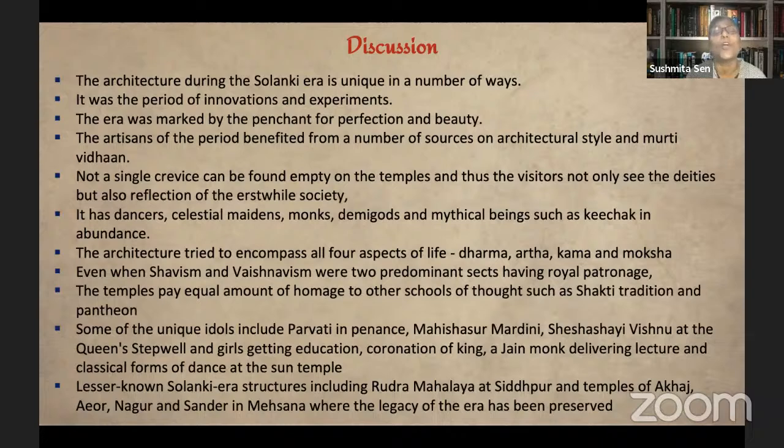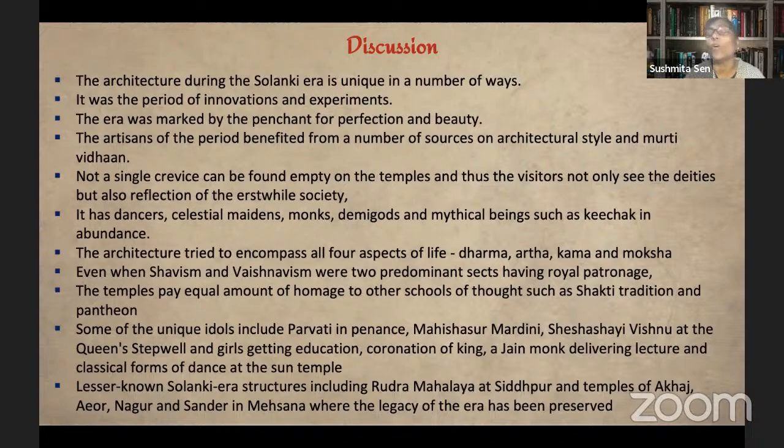So the visitors not only see the idol in the shrine, but also could see the reflection of the erstwhile society of that time. It has dancers, celestial maidens, monks, demigods, mythical beings, and kichaks, which are found in abundance, and the architecture could encompass all the four aspects of life: dharma, artha, kama, and moksha.